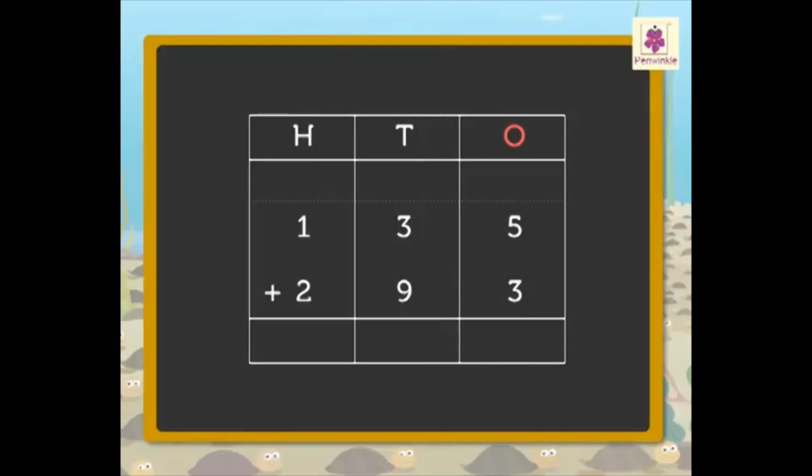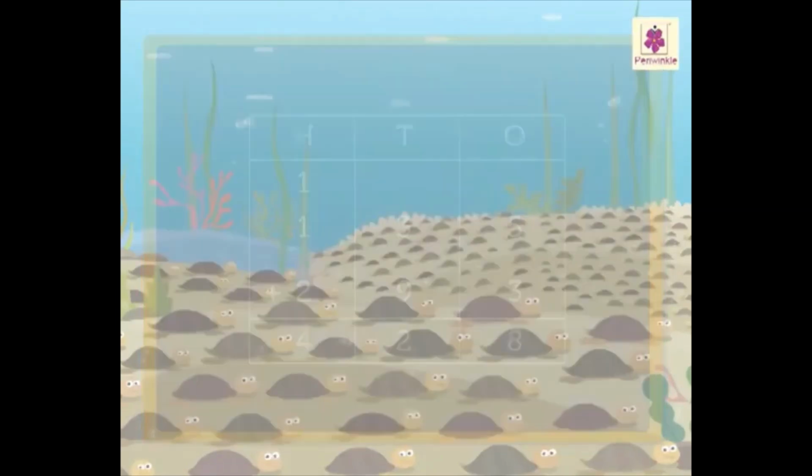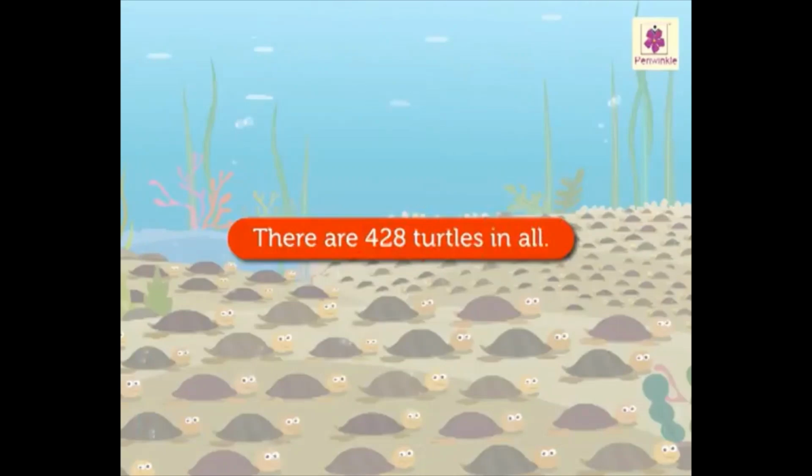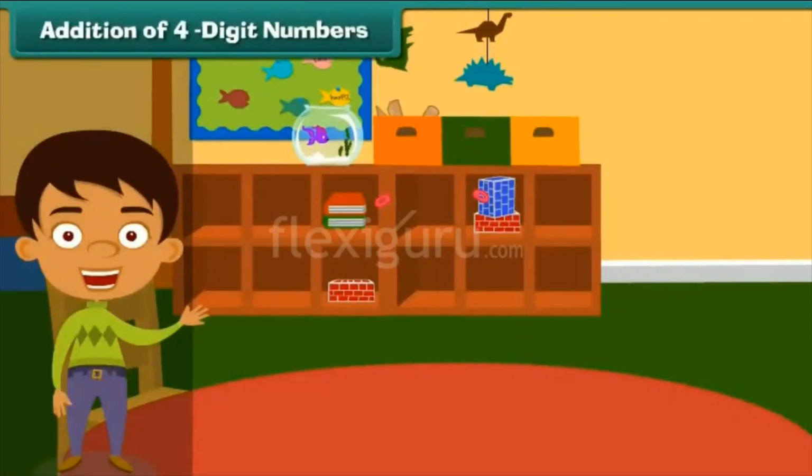Add the ones, that is 5 plus 3 is equal to 8. Now add the tens, that is 3 plus 9 is equal to 12. Carry 100 to the hundreds column and write 2 in the tens column. Now add the hundreds, that is 1 plus 1 plus 2 is equal to 4. Thus, 135 and 293 is equal to 428. There are 428 turtles in all.